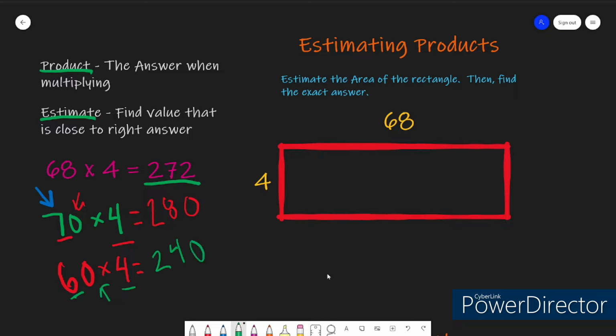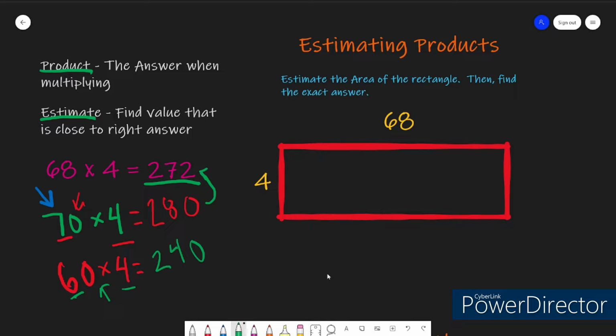So the objective with estimation is to make sure that we are as close to the exact answer as possible. The exact answer means that within the area model, there's going to be 272 square tiles. Being that we rounded to 70, we're incredibly closer than if we rounded down to 240. Therefore, we always want to round to the closest tens place, which is going to be 70.